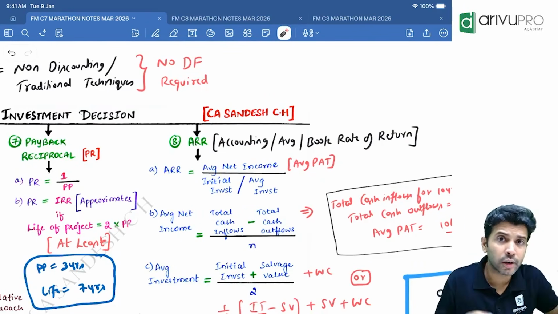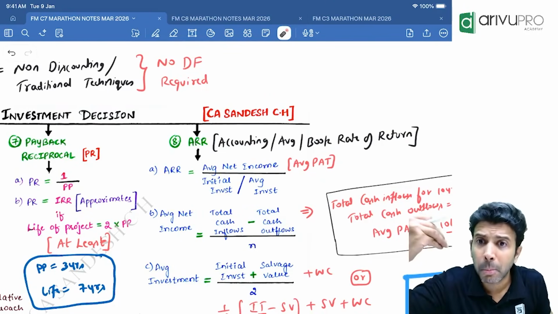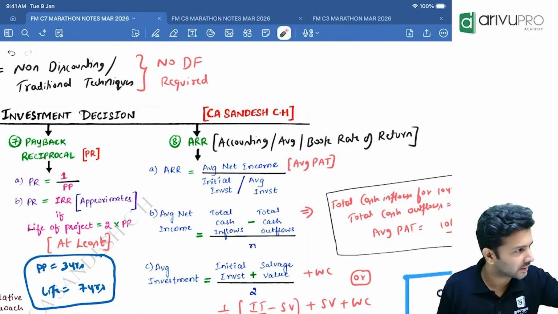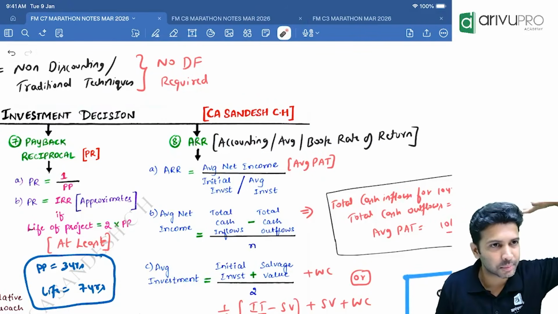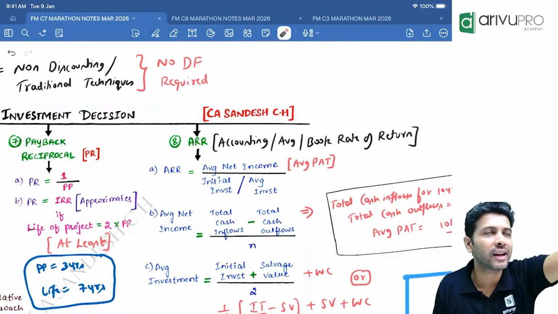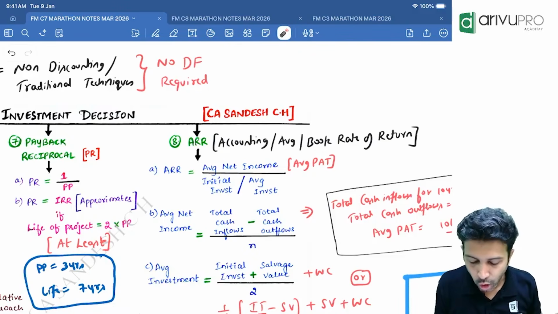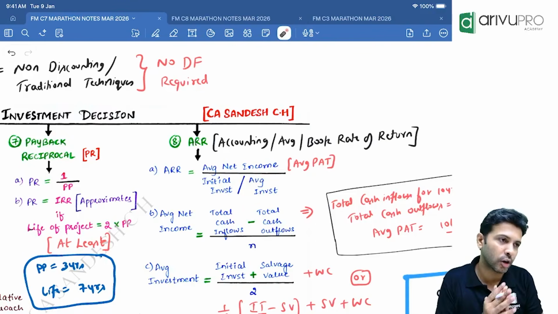Or if you want, you can go one step ahead and solve under both the methods and tell the examiner, you choose whatever you want. Like that also you can leave it. But both are acceptable. Yes, sir, people. How do you get ARR again? Average PAT divided either by initial investment, or you can use average investment, your choice.